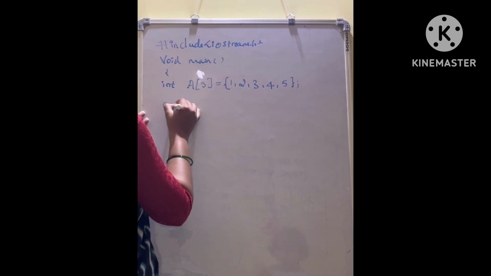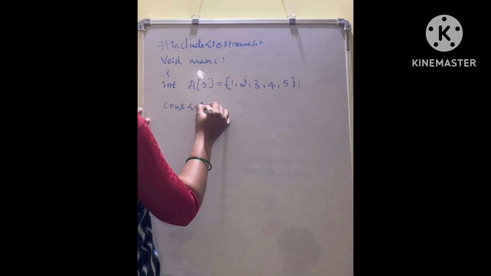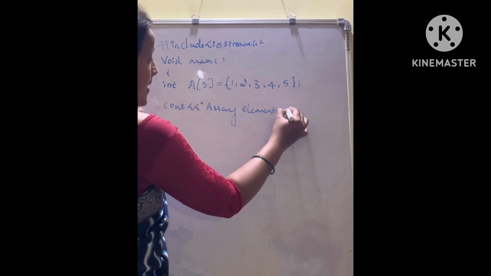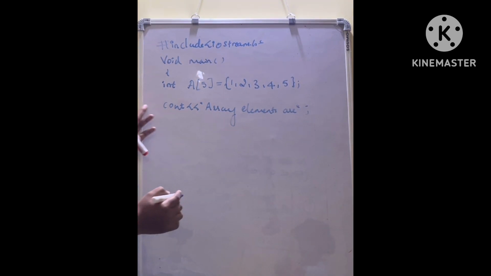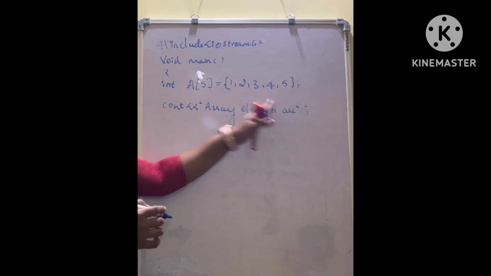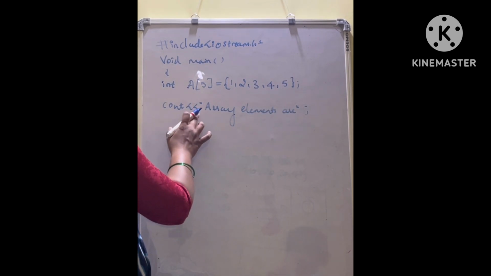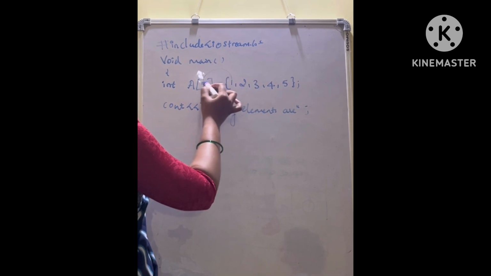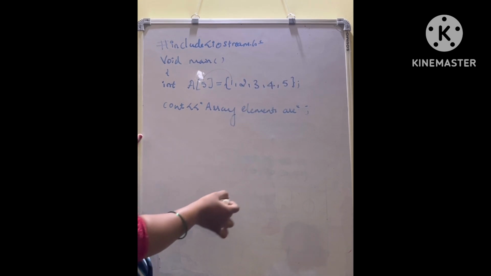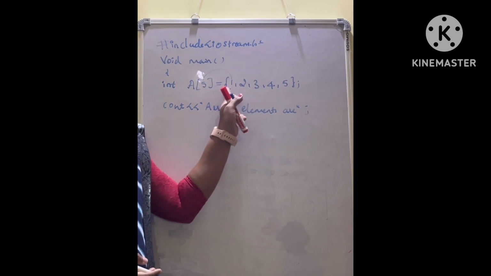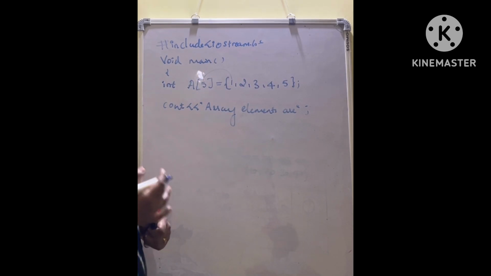First I'll write cout, array elements are. I want to display all these variables. With cout I want to print array elements, and this line will be printed on your console screen. So first I have to access all these values one by one: a of 0, a of 1, a of 2, a of 3 and a of 4. So I have to use the for loop because I can't directly access all these variables at a time. I have to take them one after another. For that reason, we have to use the for loop.